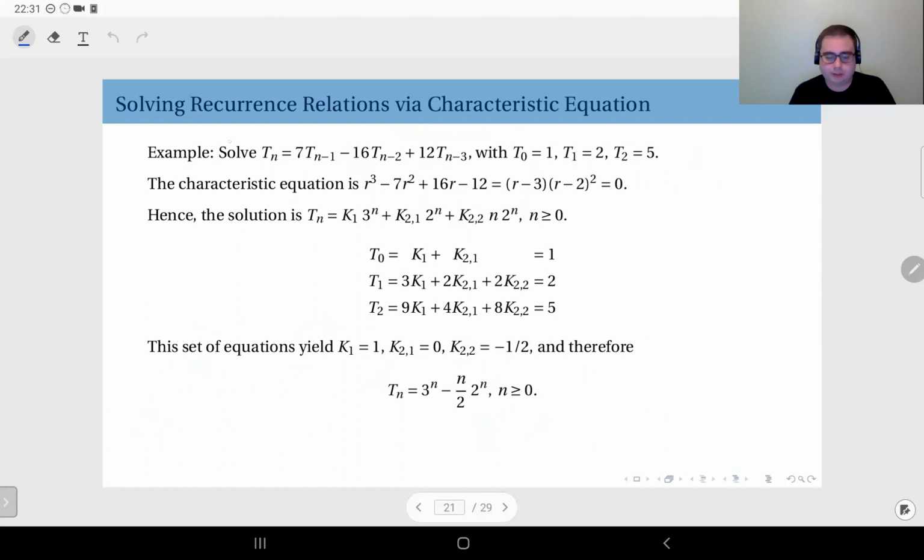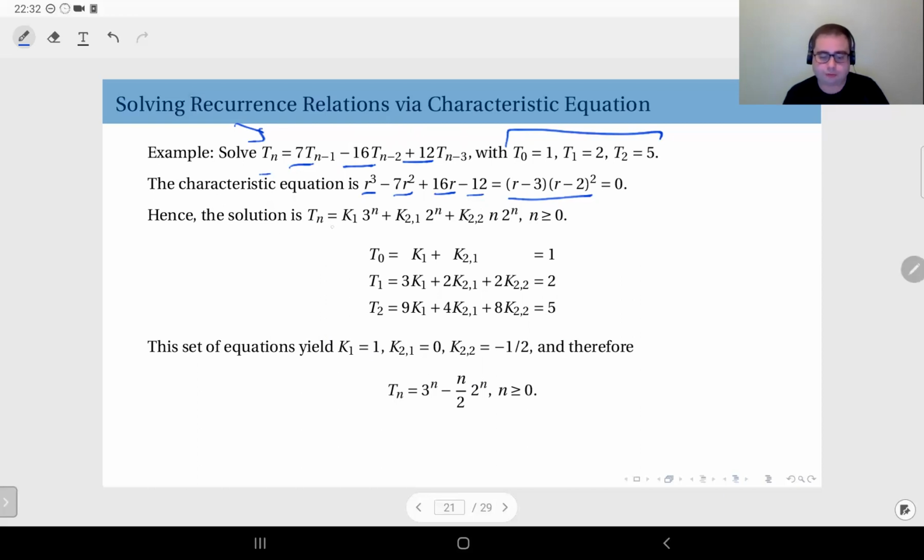Let's say this is my recurrence relation: Tn equals 7 times Tn minus 1, minus 16 Tn minus 2, plus 12 Tn minus 3. It's a recurrence relation of degree 3, and I have 3 initial values here. The characteristic equation is, of course, a degree 3 equation: r to the power 3 minus 7r squared plus 16r minus 12 equals 0. If you factor this out, these are the roots, okay? The roots are 3, 2, and 2. So 2 is a repeated root.